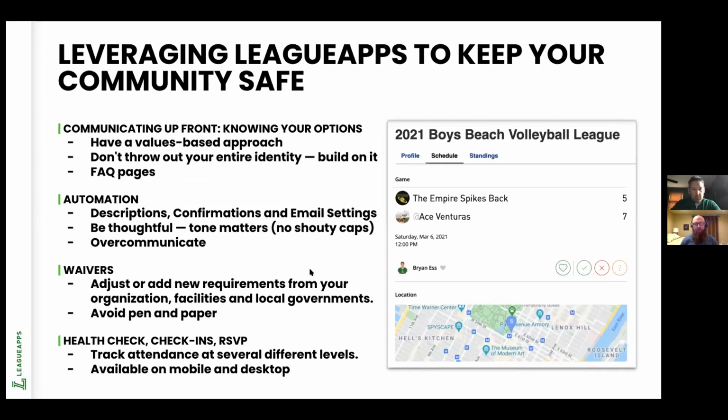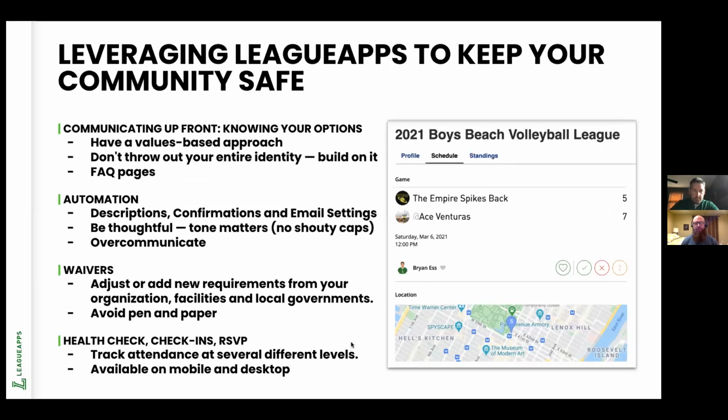Great, excellent. So yeah, let's move on to some specifics about League Apps tools that can help you with all this, like relaunching your programming for real. Once you've got your strategy laid out, you know what sports you want to do, you know where they're going to happen, now we need to build those programs in League Apps and actually tell people about it. First, let's talk about communicating up front.